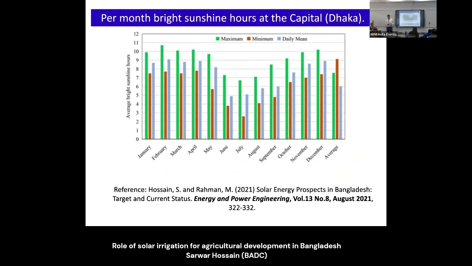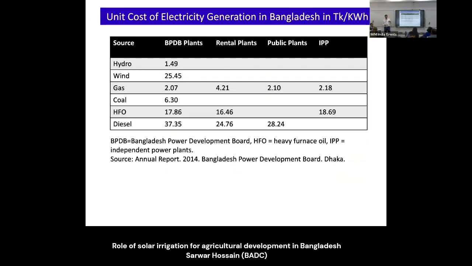Per month sunshine hours at the capital, Dhaka, average 6 hours, so it is good for our cultivation. We have hydro or gas or wind, but solar is very effective in Bangladesh because the diesel operated pump generates at 28 to 29 taka per kilowatt peak. So we can change our diesel operated pumps to SIP, and we can reduce our subsidy on diesel.